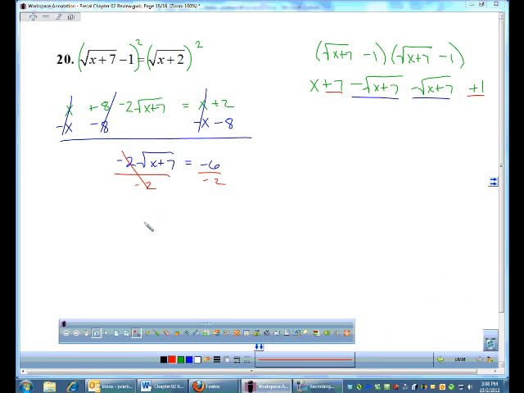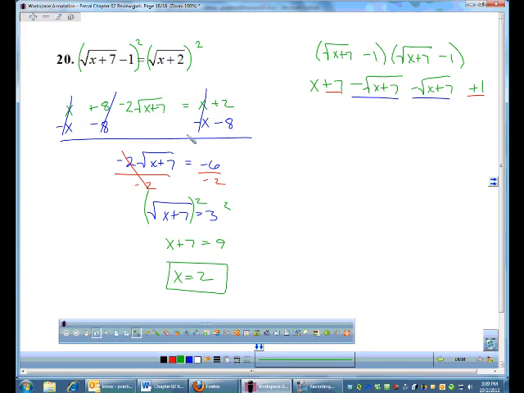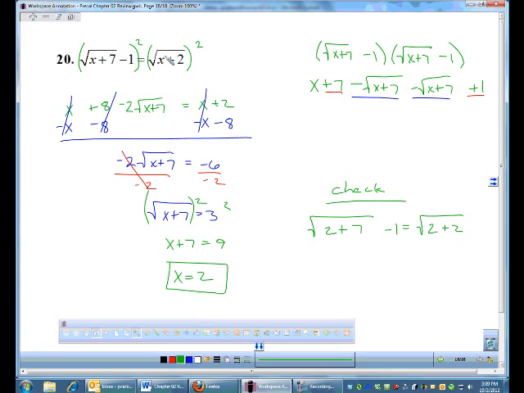So now when I divide by the negative 2, I get square root x plus 7 equals 3. We will square both sides, which gives me x plus 7 equals 9, and x equals 2. And now I'm going to check that. We'll check that by plugging in 2, and we get the square root of 2 plus 7 minus 1 equals the square root of 2 plus 2. I'm plugging in 2 for my x's right here in the original. Square root of 2 plus 7 is 9. Square root of 9 is 3. Minus 1 equals the square root of 4, which is 2.